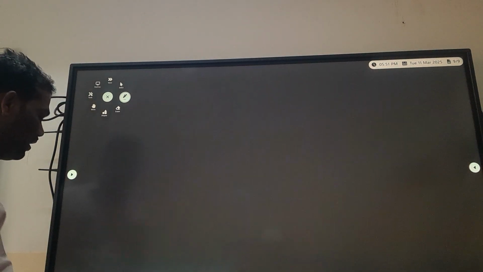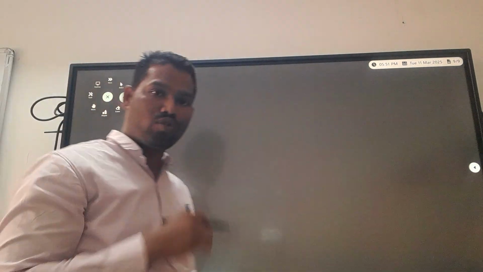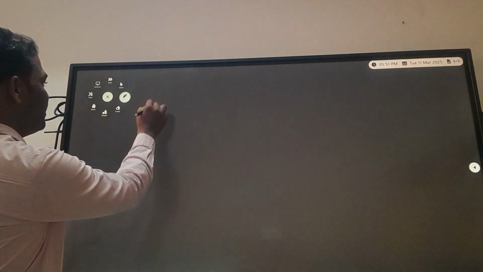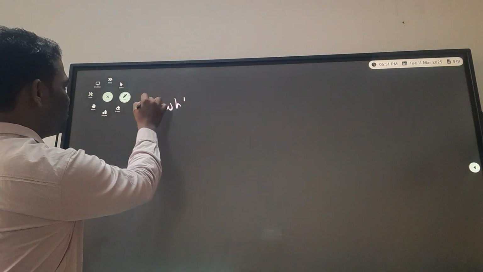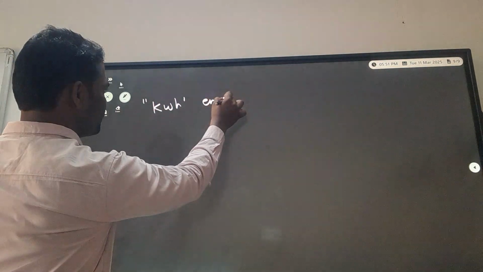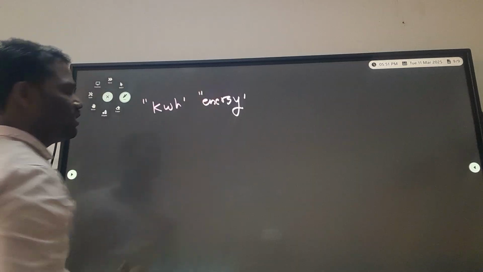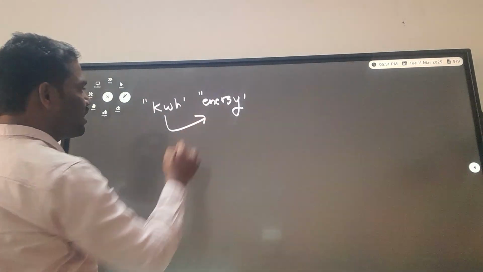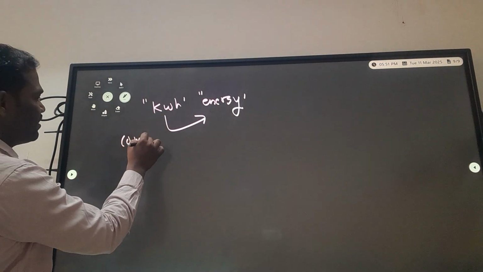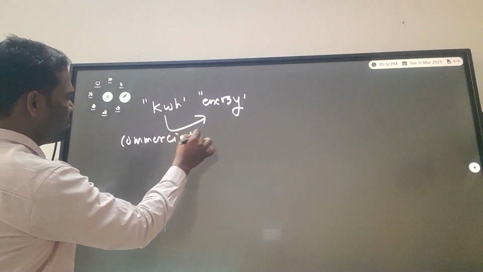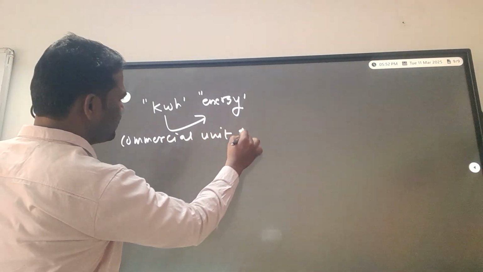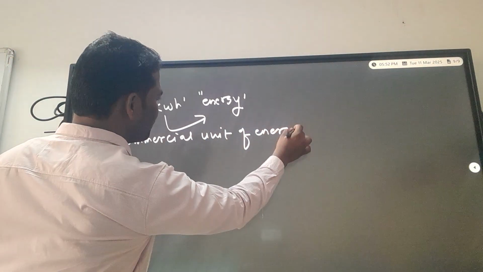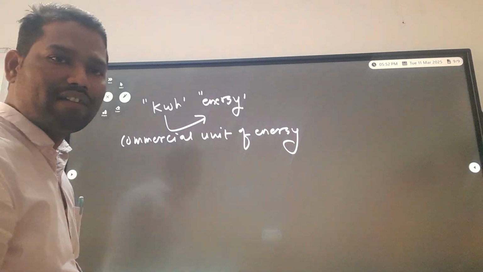Next is the electricity bill. We know very well that our electricity bill is measured in units, and that unit is basically the kilowatt hour. What is the kilowatt hour? It is a unit of energy. Kilowatt hour is a commercial unit of energy. So if a question asks what is the commercial unit of energy, that is kilowatt hour.